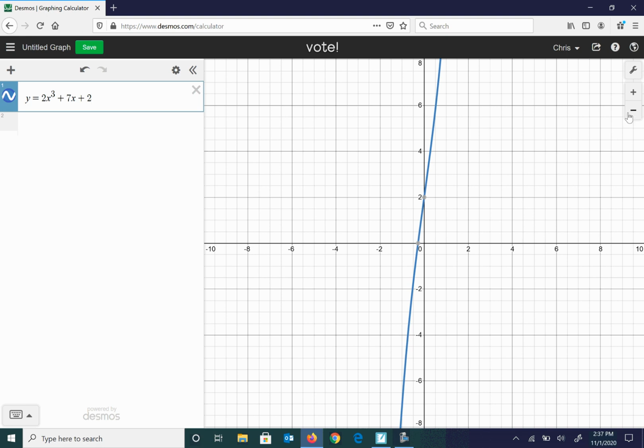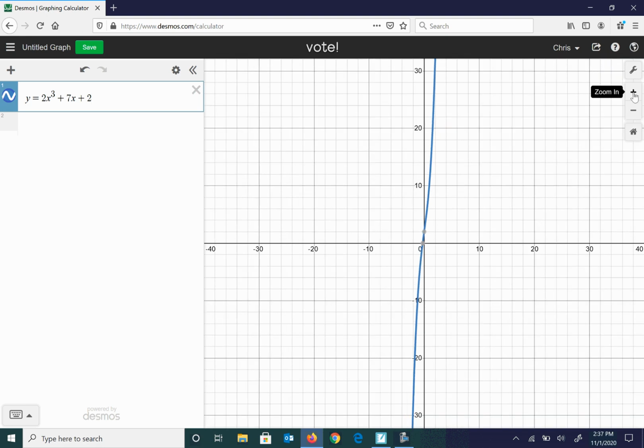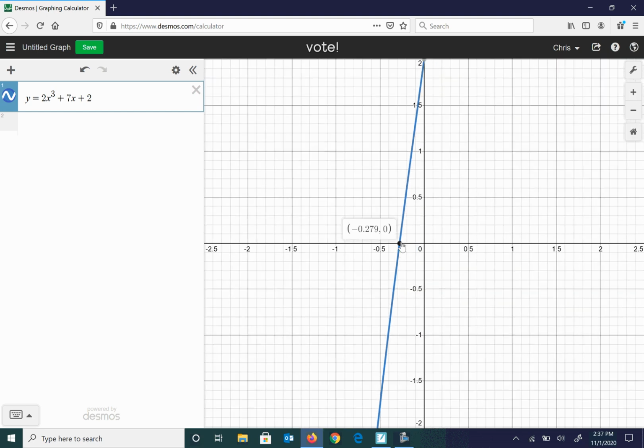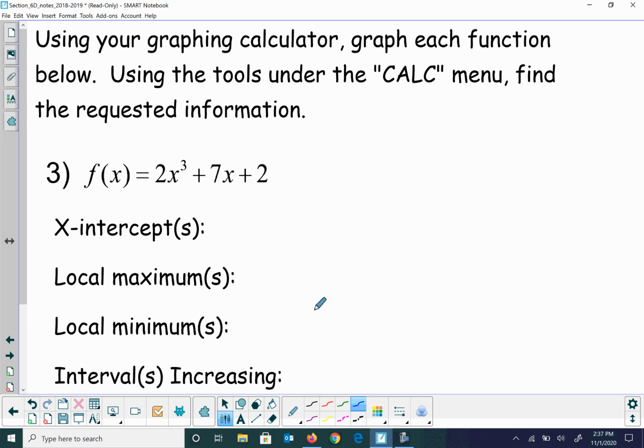This graph isn't going to start coming back down. Okay, we do have where it crosses the x-axis. We can zoom in on that point. Negative 0.3 roughly. And we have where it crosses the y-axis up here, 0, 2. But this graph doesn't have any changing directions on it. It's just going to go from negative infinity to positive infinity, increasing the entire way.